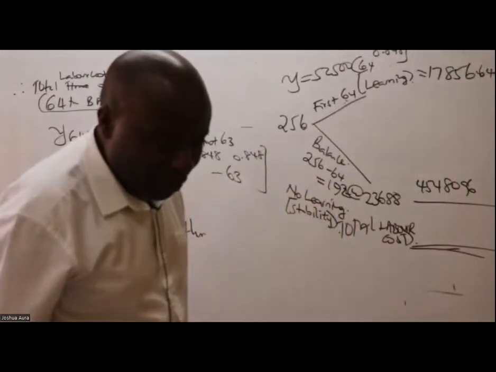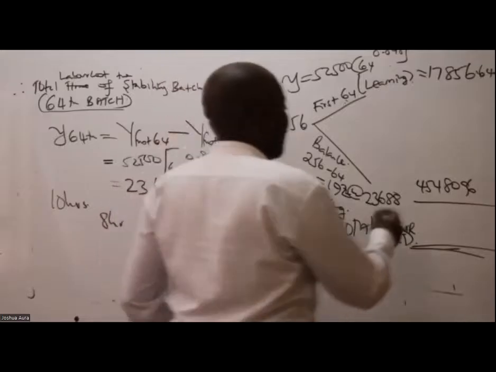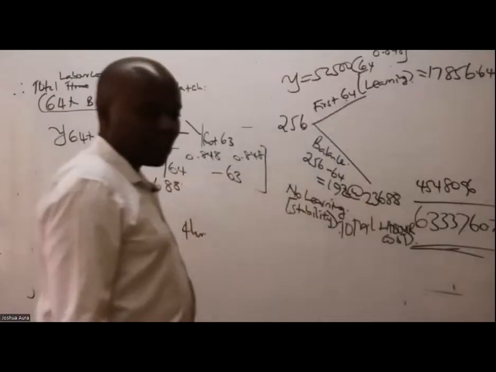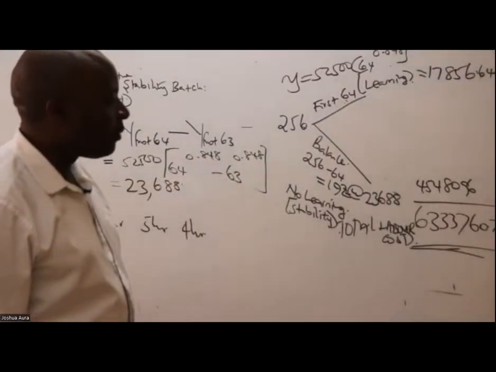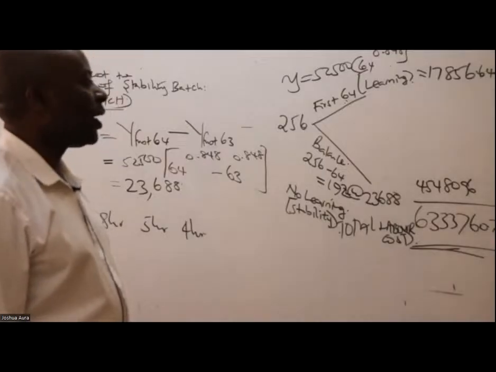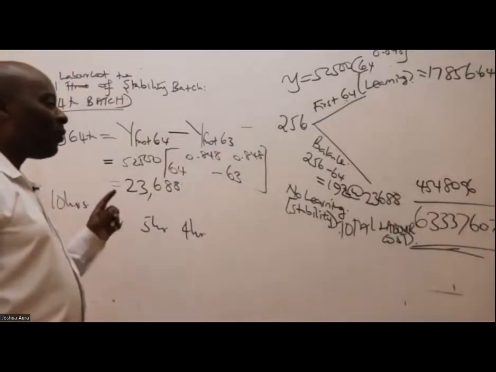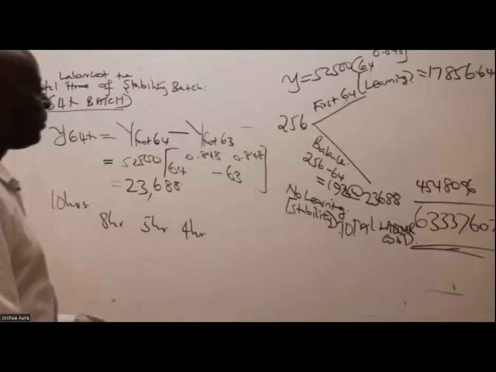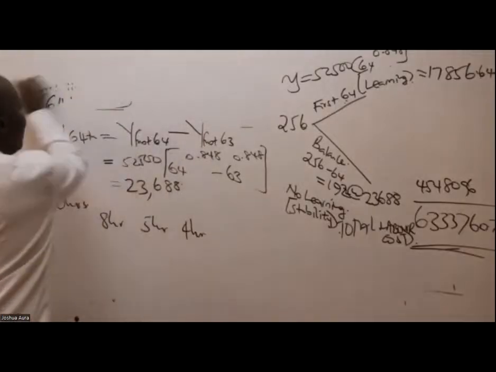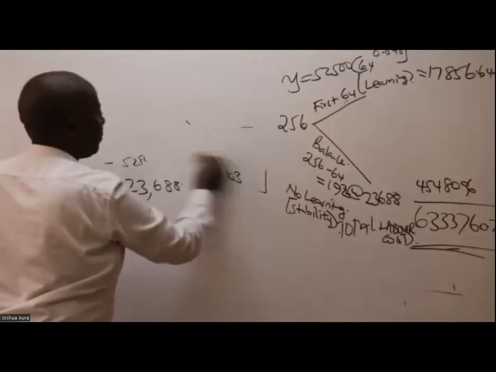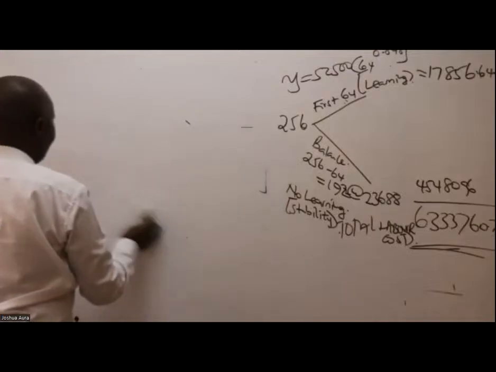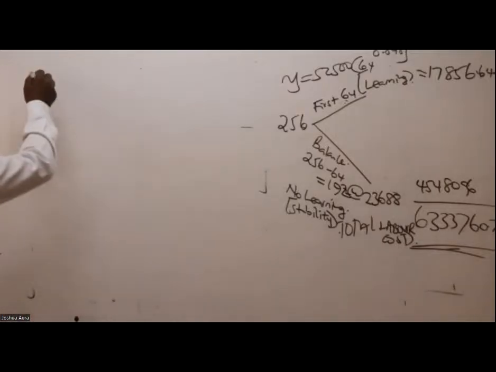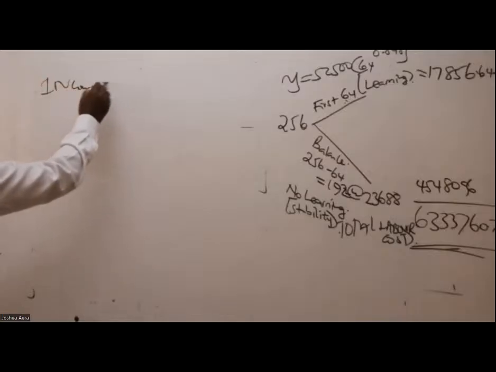So 633,760.74. That's okay. Now, ladies and gentlemen, after we have gotten the labor cost, the next thing will be for us to do what? To provide an income statement. So come here and give us an income statement.